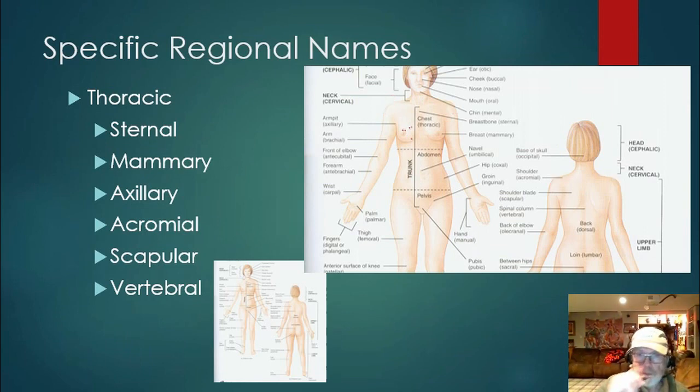Okay? Scapular. Scapular is on the back, and that's the shoulder blade. So if I look back in here, scapula sits right back in here like this, scapula sits right there. That'd be the scapular region. So that'd be the scapular region, the shoulder blade region.